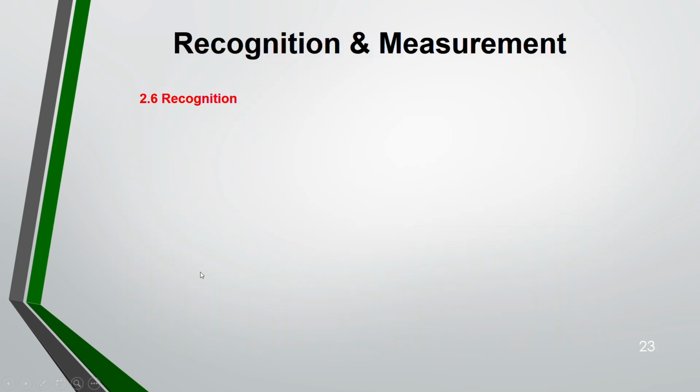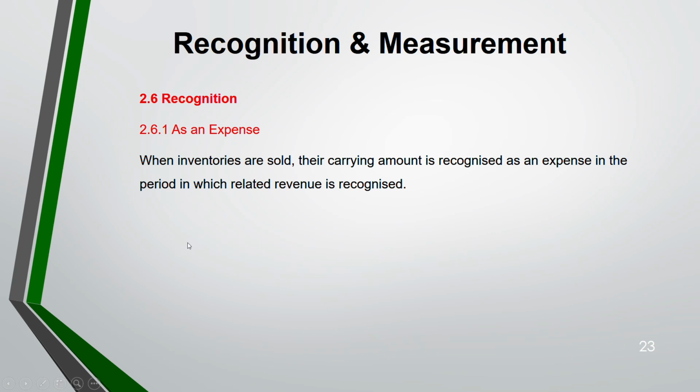Now, recognition. So 2 things. Either you can recognize it as an expense or an asset. Very important. So when do you recognize it as an expense? When inventories are sold, their carrying amount is recognized as an expense in the period in which the related revenue is recognized.